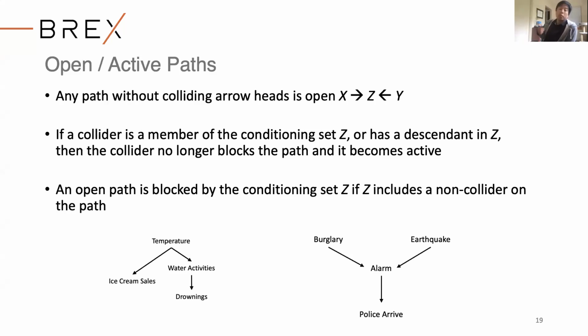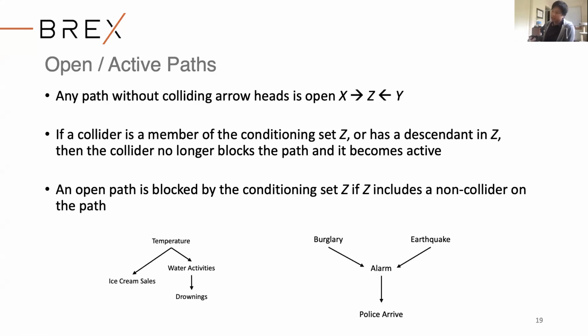The other thing that opens a collider is any kind of descendant of the collider as well. So let's say you have an effect of the collider, like police arrive. If I know that the police arrive, and then I know there was an earthquake, it decreases the probability of a burglary as well. It's an indicator that the alarm went off. So even if I don't know that the alarm went off, if there's some indicator that it did, it's very similar to me having observed the alarm.